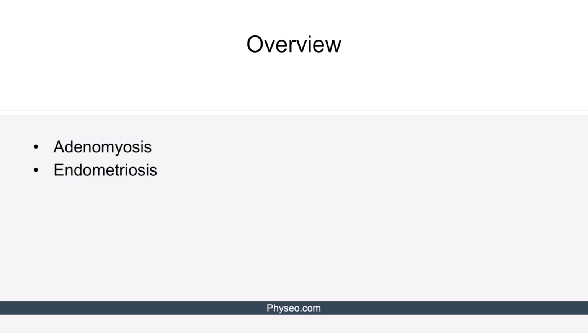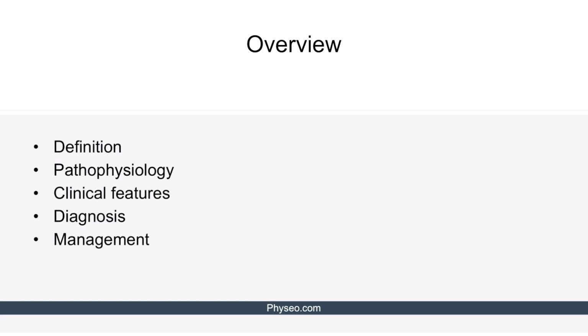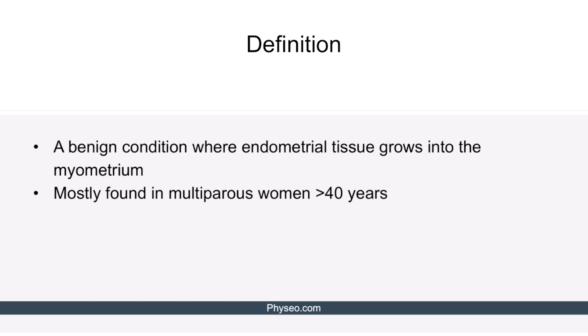Let's begin with adenomyosis. With regards to this topic, we'll be discussing the definition, pathophysiology, clinical features, diagnosis, and management. So let's begin with the definition. Adenomyosis is a benign condition where endometrial tissue grows into the myometrium.